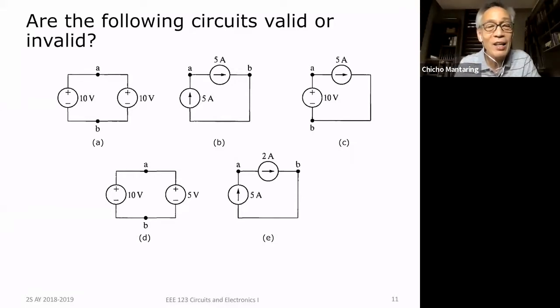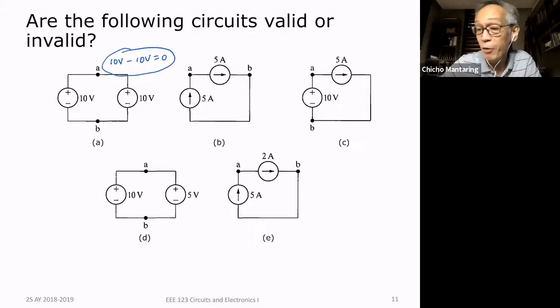When is it invalid? It is invalid if it defies Kirchhoff's voltage law. So my test is I apply KVL to this particular loop. If I apply KVL to that particular loop, I'm going to get 10 volts minus 10 volts is equal to 0. That is true, right? 10 volts minus 10 volts is equal to 0. Therefore, just a minute.